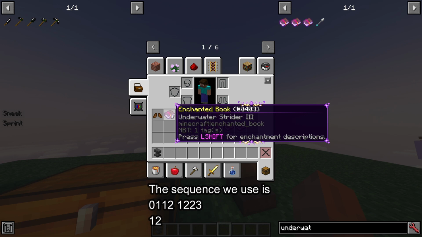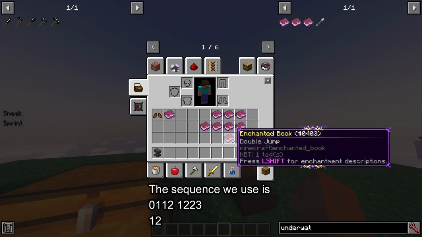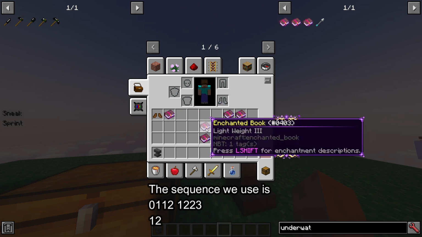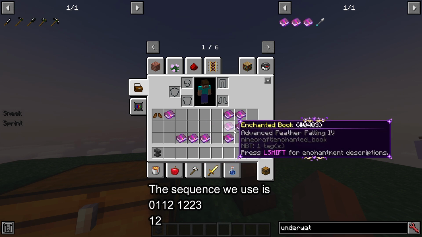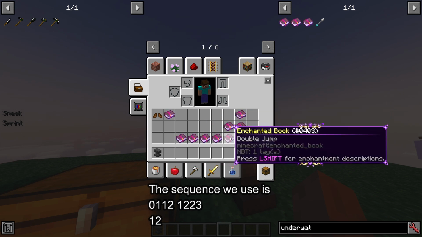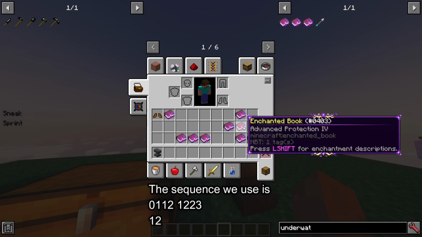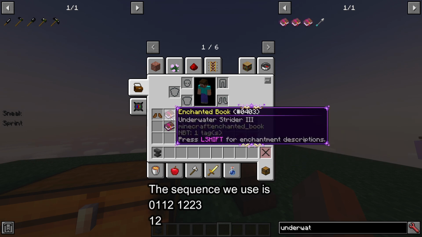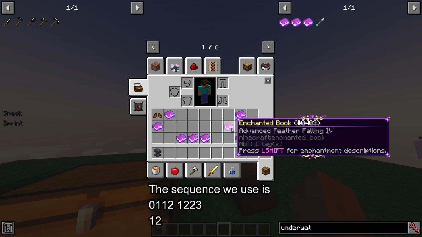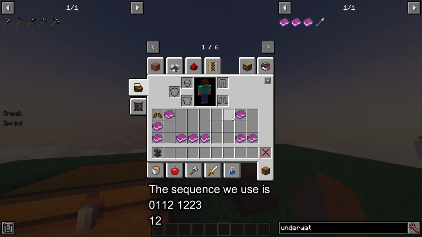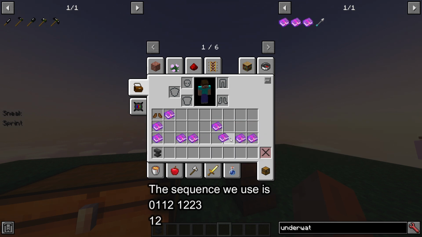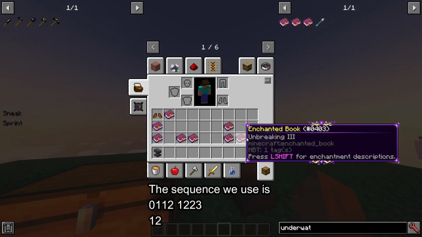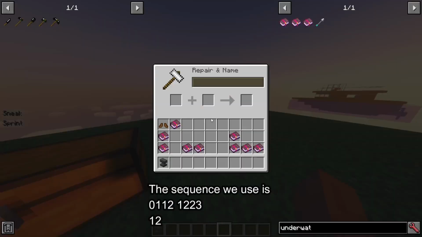This is 12, I think. This is 2. This is 4. This is 6. This is 8. This is 3. This is 16. This is also 16. And this is 4. I think. Let's check. So that should be 12.